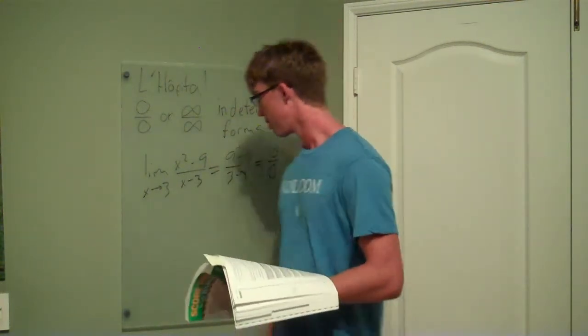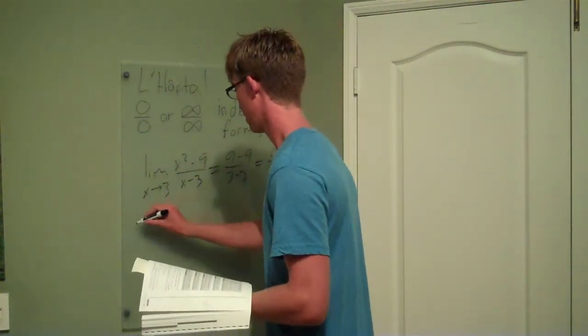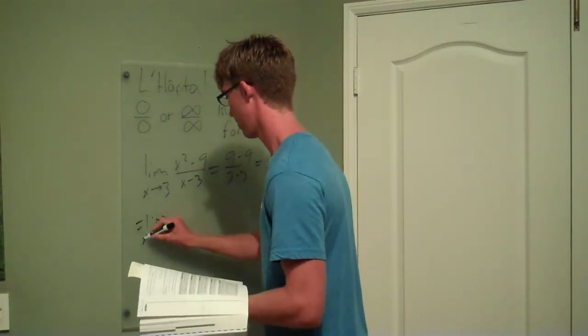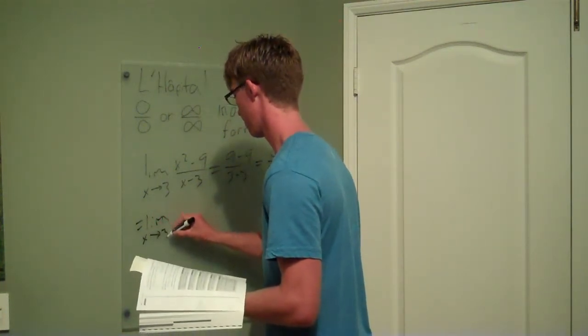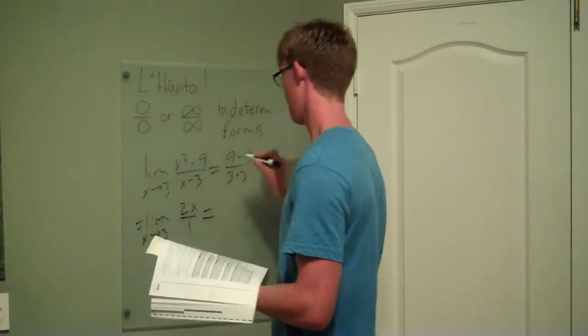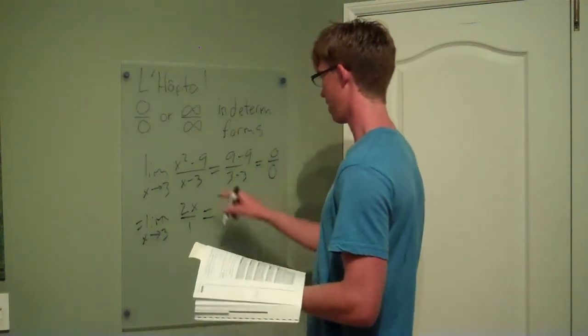Anyway, we get 0 over 0 here, and so we can take the derivative of the top, 2x, bottom, 1, and you get a nice clean 6. And that's your limit there.